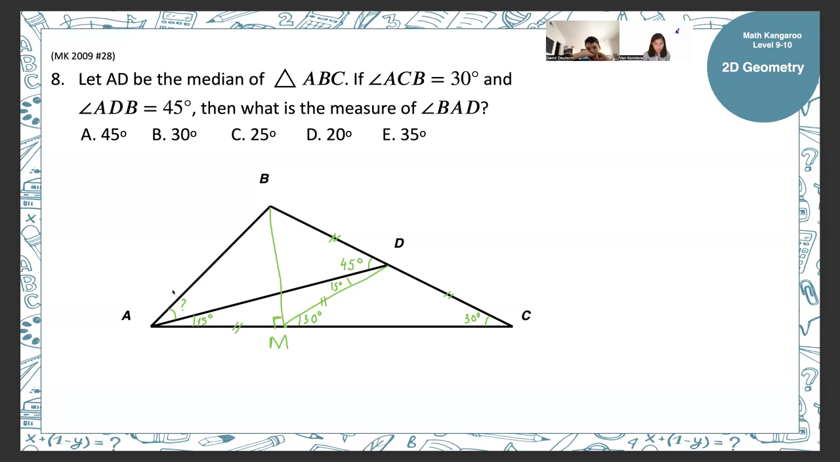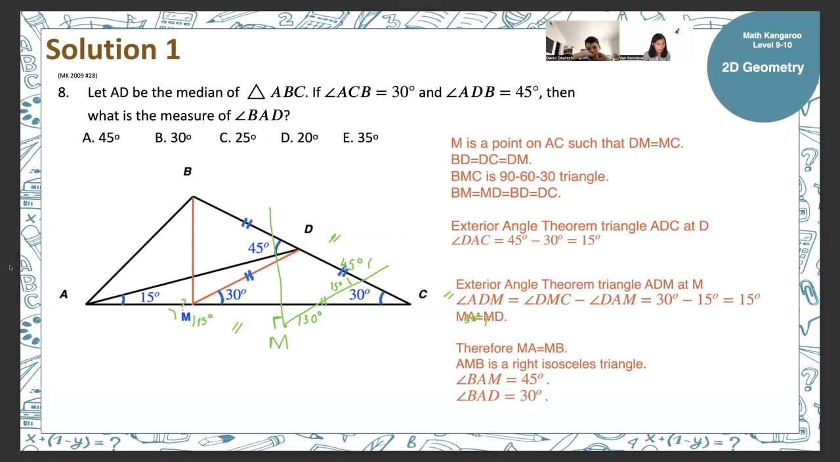Let's move to the next picture, where the drawing is a bit neater. Okay, so that's what we do over here. We have many different lengths that are equal to each other. And we realize that this triangle BMC is a 30, 60, 90 triangle. The BMD is equilateral, so that one is also equal to BD. So many equal lengths. And now right away, you see that AMB is a right isosceles triangle. This is 15 degrees, so this one is 30 degrees.